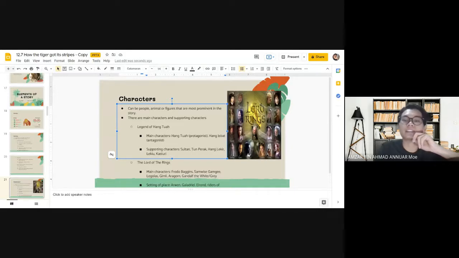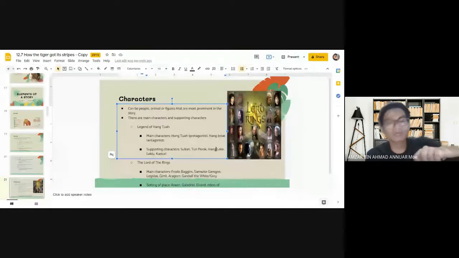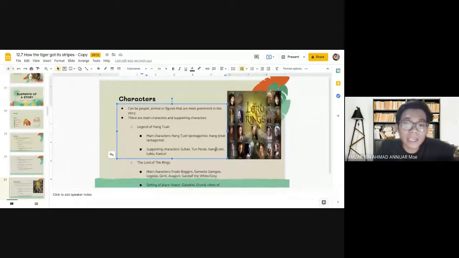The main characters are Frodo Baggins, Samwise Gamgee, Legolas, Gimli, Aragorn and Gandalf the White. Or if you talk about the previous ones, it is Gandalf the Grey. Sebelum dia mati, dia Gandalf the Grey. Bila dia mati, dia hidup balik, dia jadi Gandalf the White. And the supporting characters are Arwen, Galadriel, Elrond, and the Riders of Rohan.